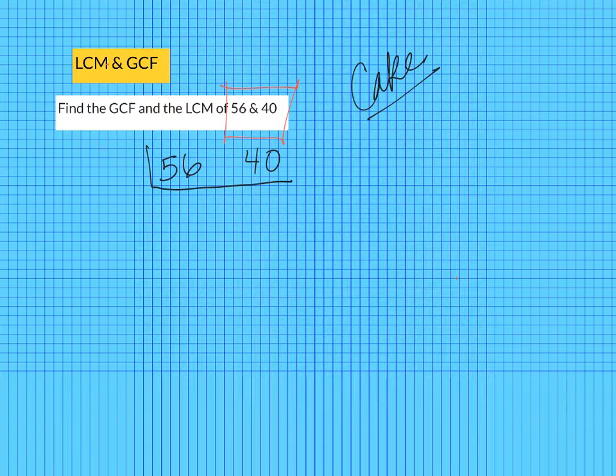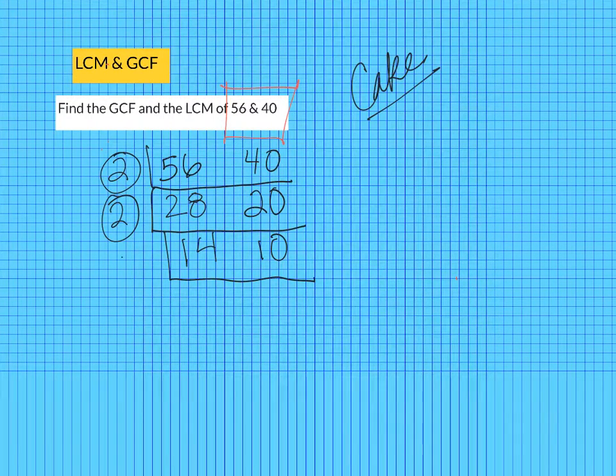What could I divide away from both? Well, let's start with 2. All right, half of 40 is 20. Half of 56 is 28. Okay, now let's do my next layer. So I could take out a 2 again. Half of 20 is 10. Half of 28 is 14. And I can keep going. 2 again. We get to 7 and 5. Okay, and here we have to stop.